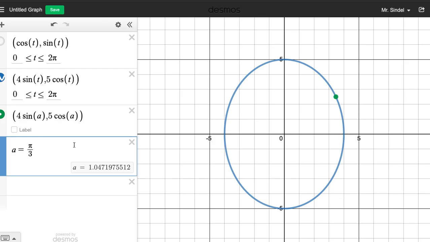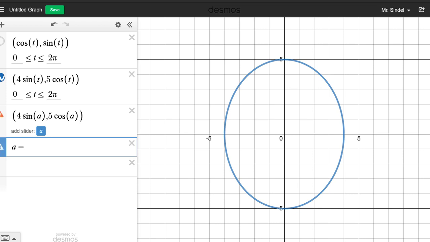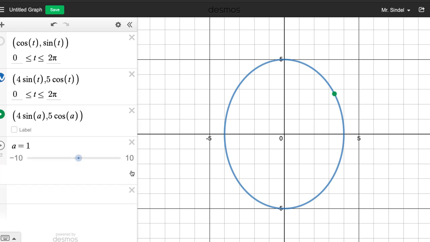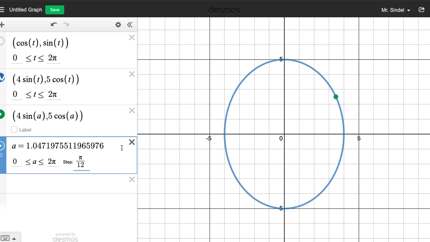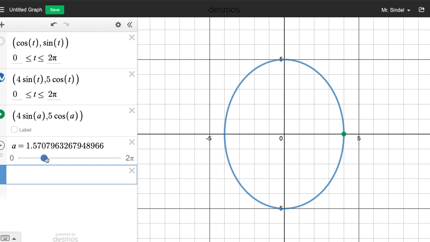And then I can even make this into a slider. So let's make this into a slider, and let's change this from 0 to 2 pi in step every pi divided by 12. Sure. And then you can see that this starts off here at 0. Okay, so that's the difference. Usually you start at 0 here, and then it comes all the way around the circle. All right, kind of cool.